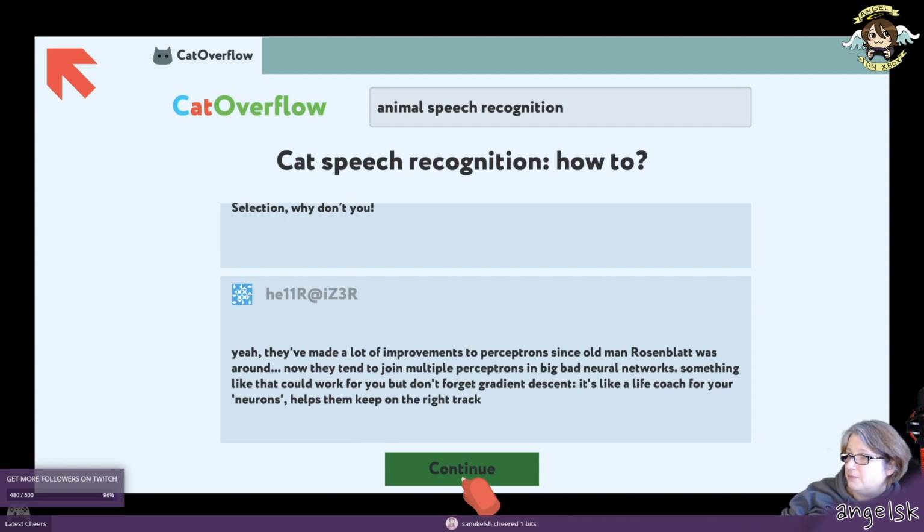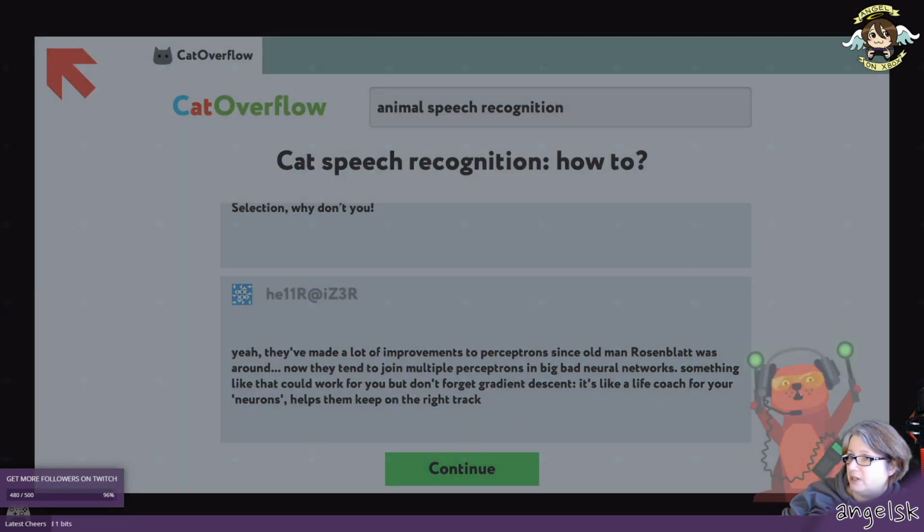Yeah, they've made a lot of improvements to perceptrons since Old Man Rosenblatt was around. Now they tend to join multiple perceptrons in big bad neural networks. Something like that could work for you. But don't forget gradient descent. It's like a life coach for your neurons. Help to keep them on the right track.